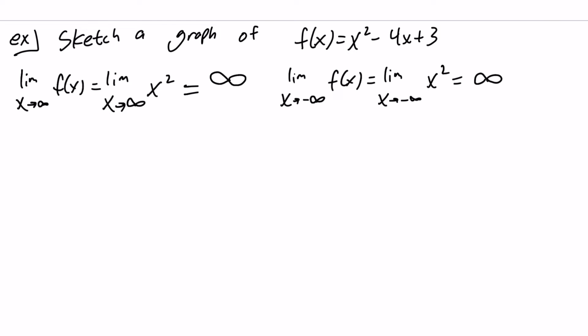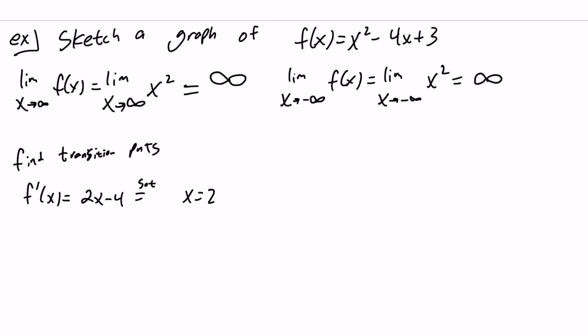Okay, to find our transition points, we're looking for local maximums and minimums and points of inflection. And we do that by taking the first derivative. So here f prime of x equals 2x minus 4. We can set that equal to 0, and we have that x equals 2 is a critical point.